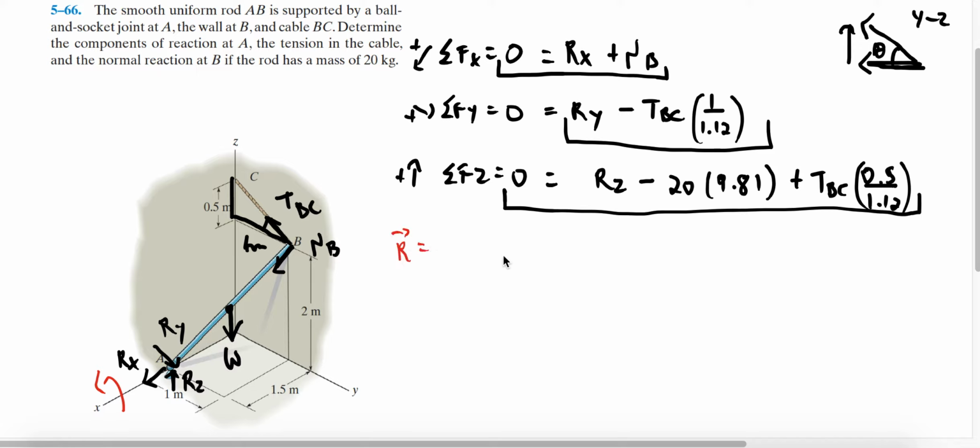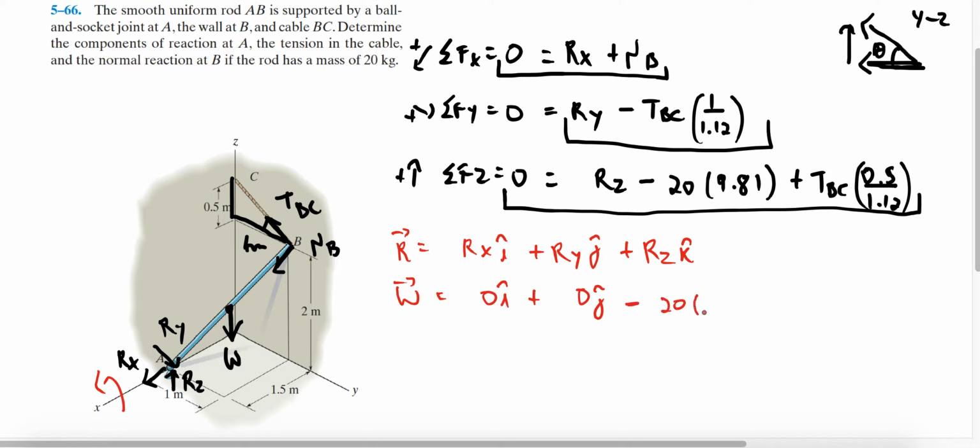Okay, so defining the reaction R in 3D, it's just going to be in Cartesian, that would be something like Rx i plus Ry j plus Rz k. Then we have the weight, which is obviously 0 i plus 0 j minus 20 times 9.81 k.